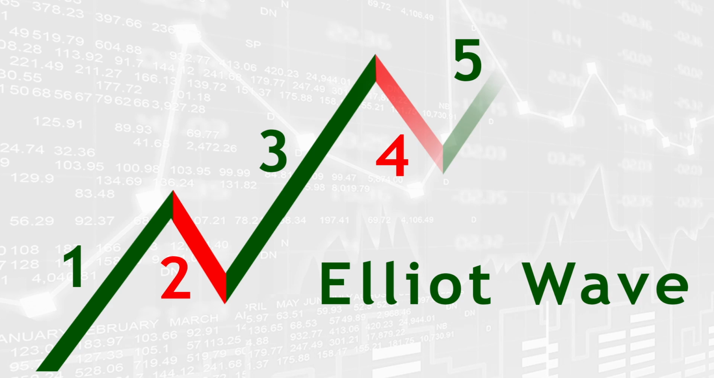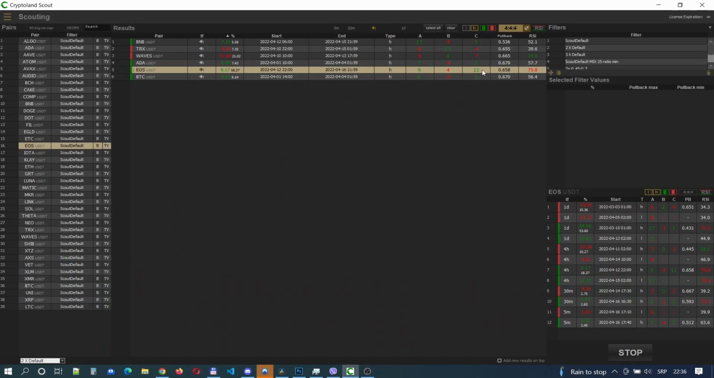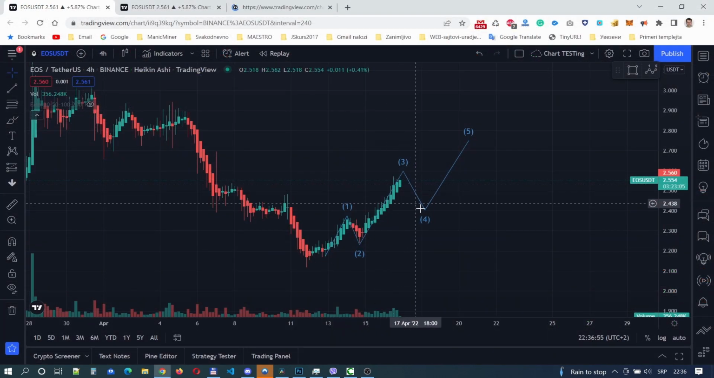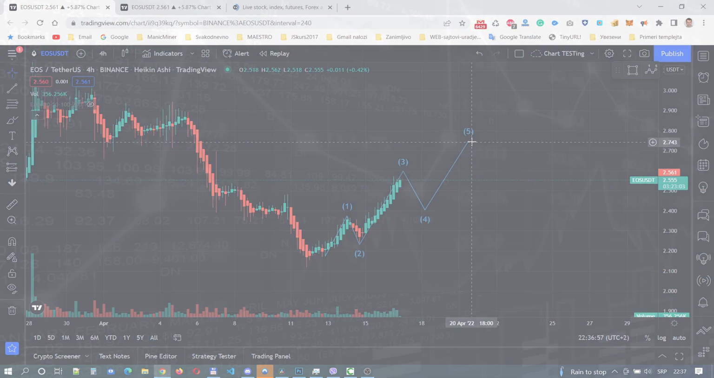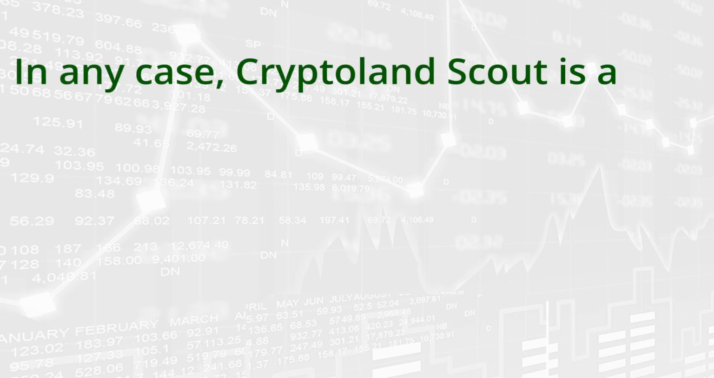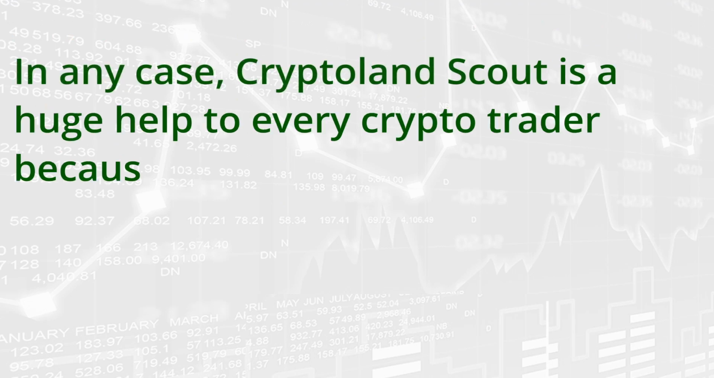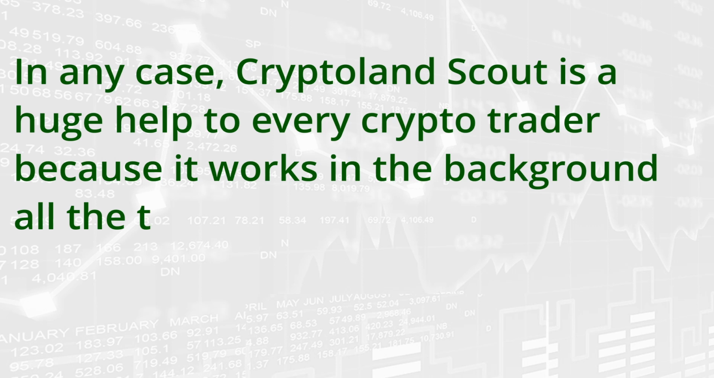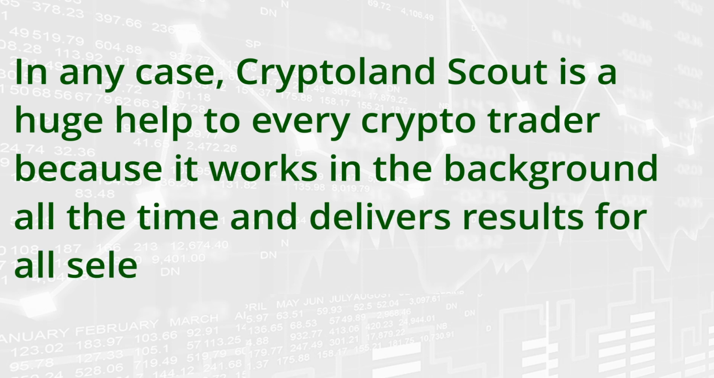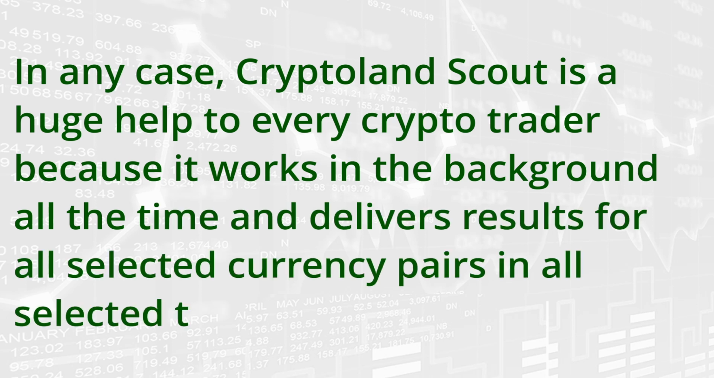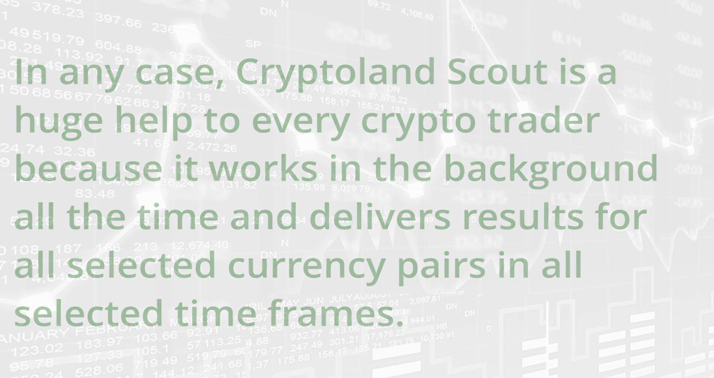It is similar to traders who use Elliott waves. When the ABCD pattern appears, the trader should look to see if segments A, B, C correspond to the Elliott waves 1, 2, 3 and wait for point 4 to appear, and then proceed according to the prepared strategy. In any case, Cryptoland Scout is a huge help to every crypto trader because it works in the background all the time and delivers results for all selected currency pairs in all selected timeframes.